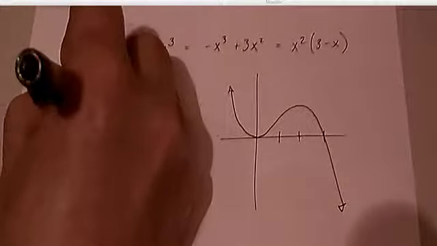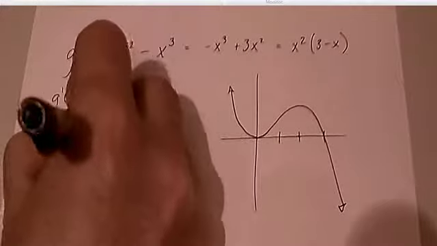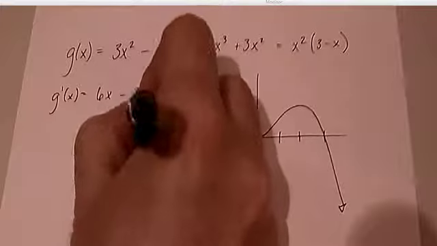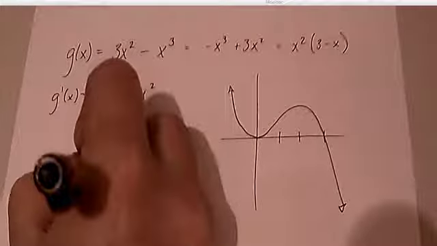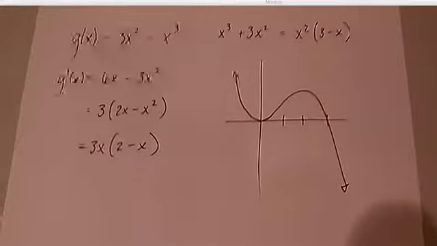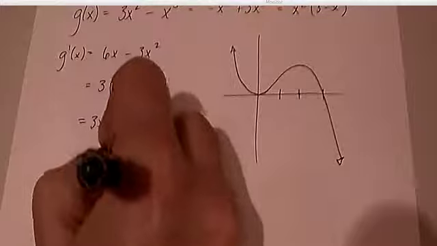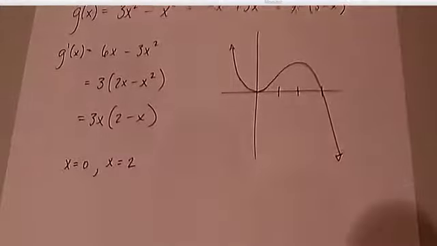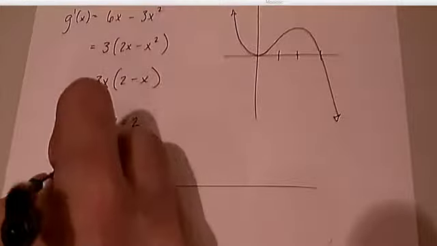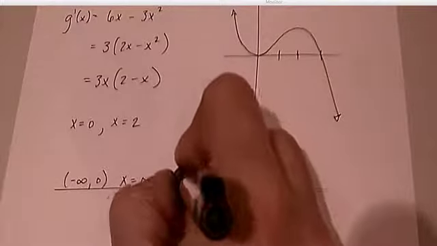So g prime of x is going to be 6x minus 3x squared, which is, of course, 3 times 2x minus x squared. Actually, let's go ahead and pull out the x as well. So that's 3x and 2 minus x. So my critical values are going to be x is equal to 0 and x is equal to 2. Well, I'm so glad. Let's go ahead and do a first derivative sign chart. I know that that chops my domain up into 3 pieces.